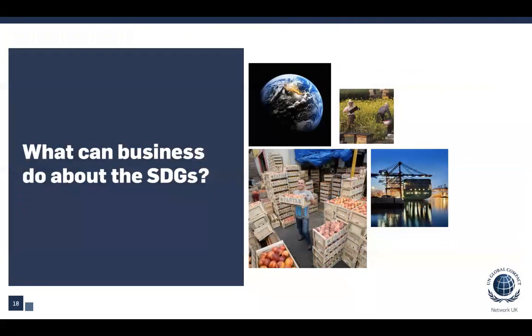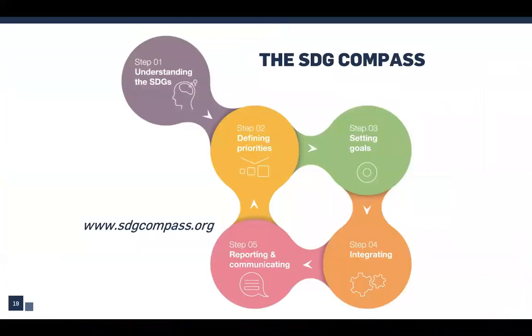So what can you do about it? We are very keen on the SDG Compass as a starting point, at the very least, for you to move forward with this agenda. www.sdgcompass.org, you can get more information about it. This was a collaborative effort between the UN Global Compact, the World Business Council for Sustainable Development, and the Global Reporting Initiative. It's very simple.